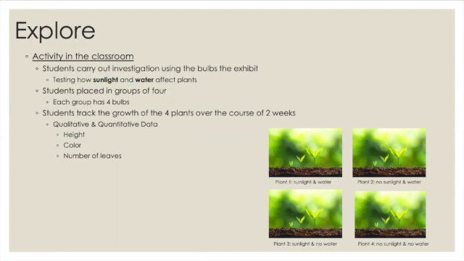Over the course of 2 weeks, students will track the growth of these 4 plants. They will be required to collect data each day and record their data in their science notebooks. They'll specifically be looking at qualitative and quantitative data. So this would be things like measuring the height of each of the plants, observing the color, maybe even the texture of the leaves of each plant. And then they would also be counting the number of leaves and taking general notes and observations based on what they're noticing about how each plant is progressing through growth.